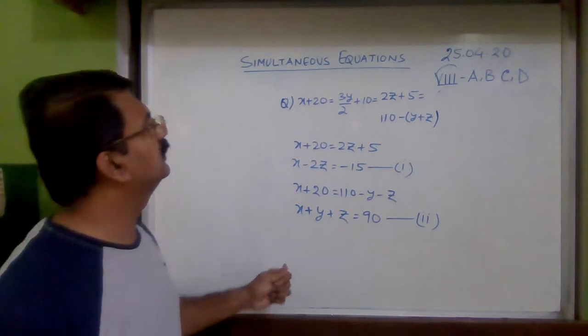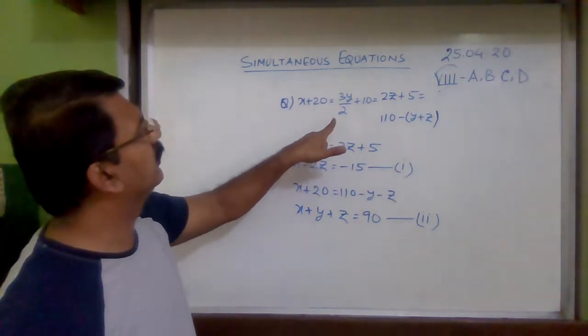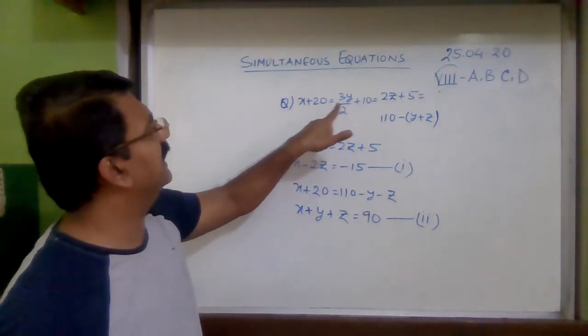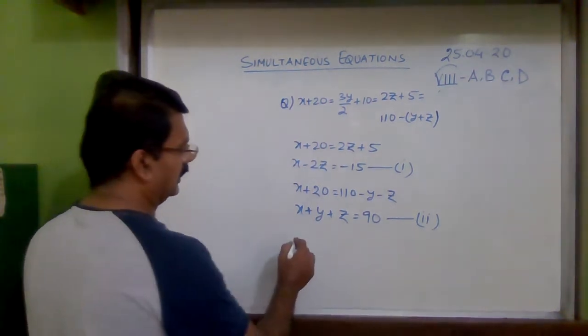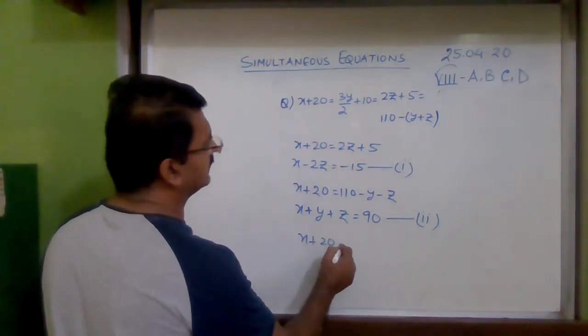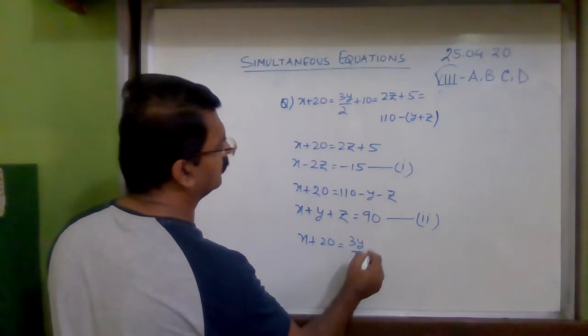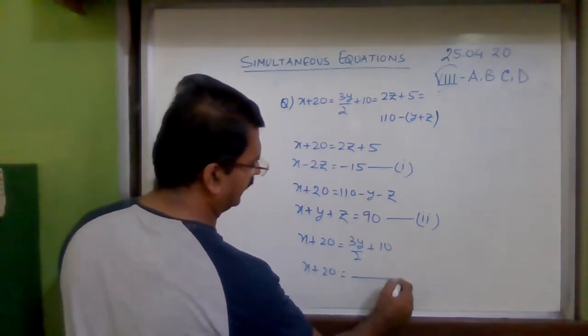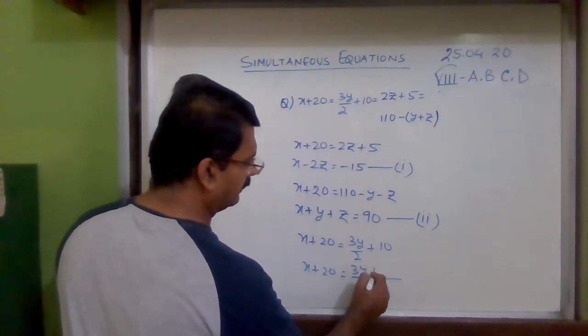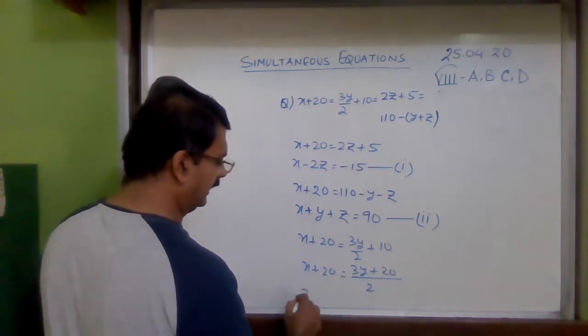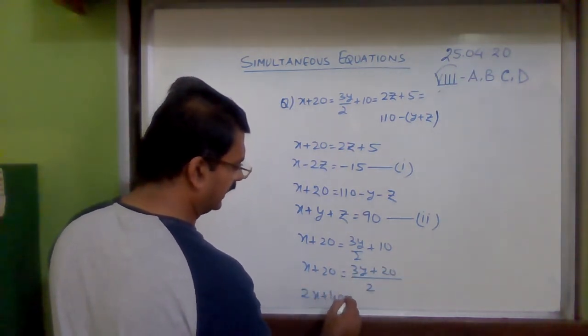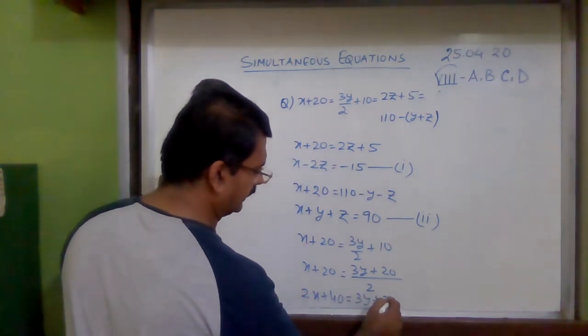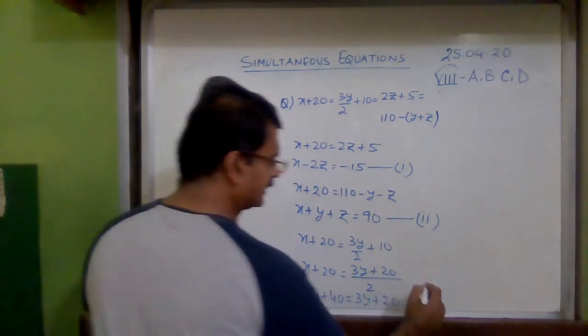Now what we do? Now we'll equate, say, the first part and the second part. So x plus 20 is equal to 3y by 2 plus 10. So x plus 20 is equal to, here you take 2 LCM. So 3y plus 20 cross multiply, 2x plus 40 is equal to 3y plus 20. So it is 2x.